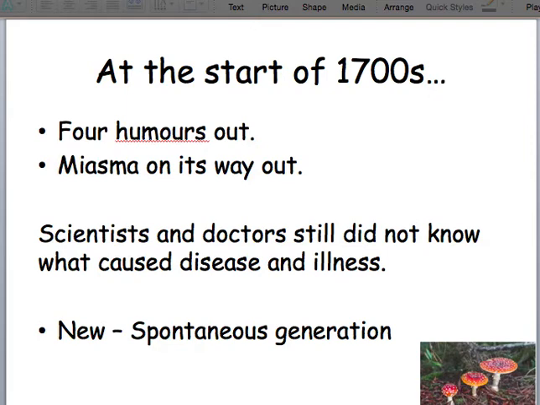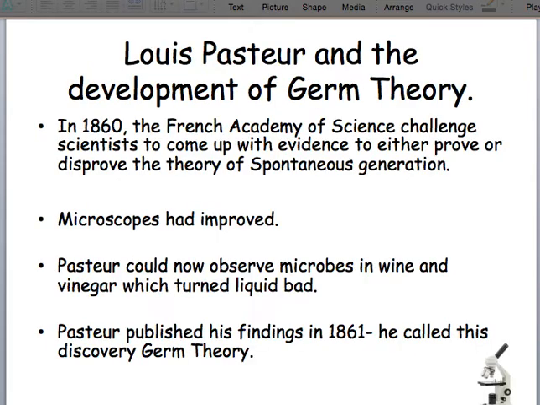Until Louis Pasteur. So Louis Pasteur was French, so he's a French scientist, and he wasn't really looking at humans per se. He really worked in the wine industry, and that's really where his background lay.